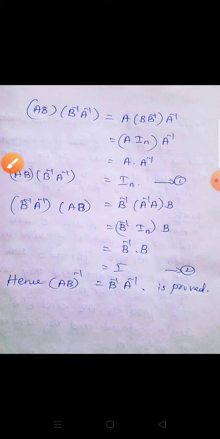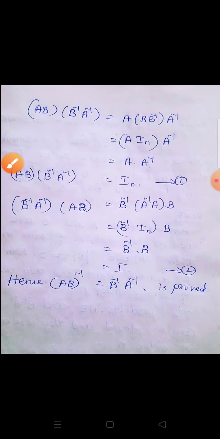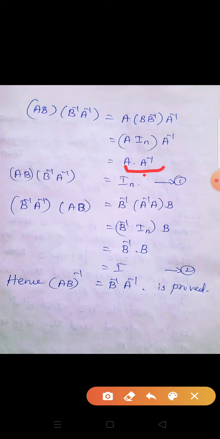Do you understand? Listen: AB into B inverse A inverse. We take the associative property: A into B B inverse into A inverse. Here B B inverse is equal to In. Now A inverse is here. Next, A into In by the identity property gives A, and A A inverse is equal to In. This is equation number 1.